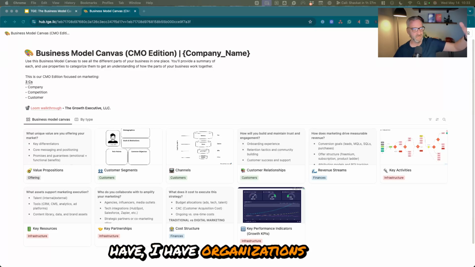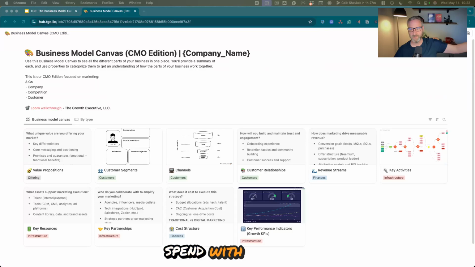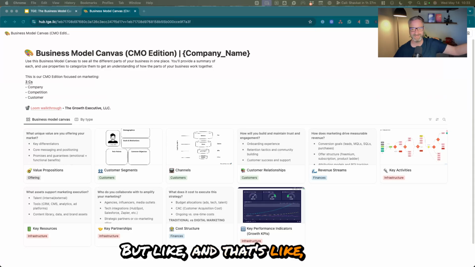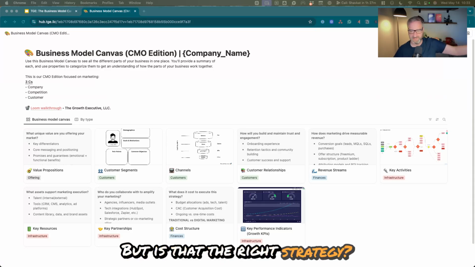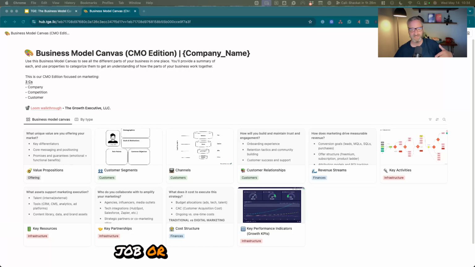I have organizations I work with that say, we have a Google grant, so we've got 10,000 a month to spend with Google. How do we best use that? We've got a partner we work with that does that really well. So that's more of, we have this resource available, how do we deploy it? I would argue sometimes that that's maybe not the best approach. Just like, we have a donor that wants to buy us a school bus. How do we use it? That's great and helpful. But is that the right strategy? Is that the right tool for the job, or is that a big distraction?